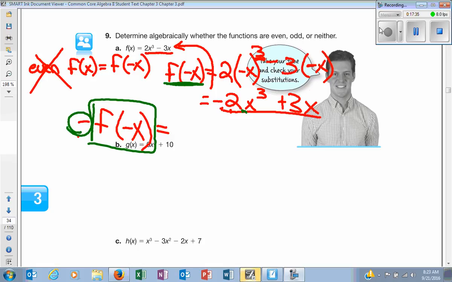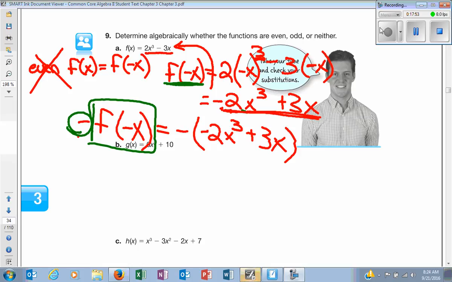But I'm going to show it like this. Basically, it says all I do is take negative of what I just found, which is negative 2x to the third plus 3x. Are you with me on how I did that?